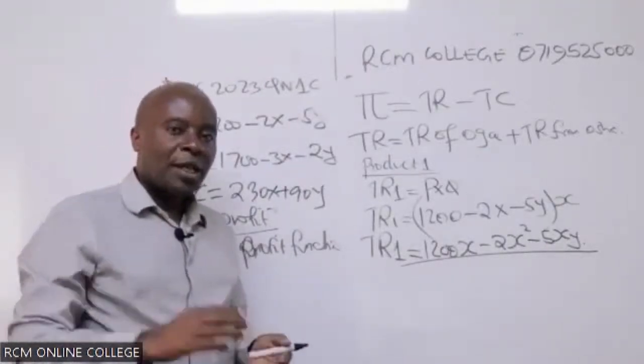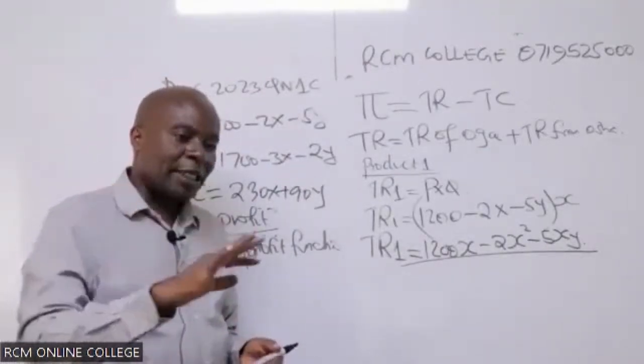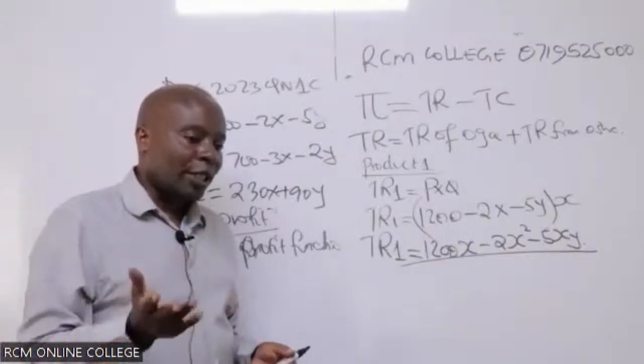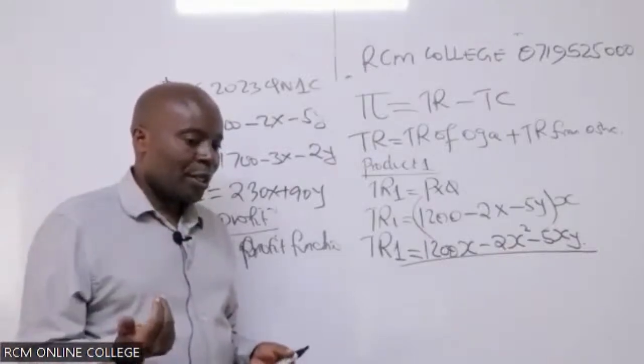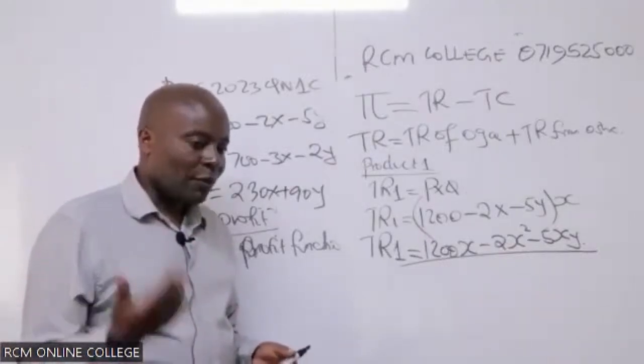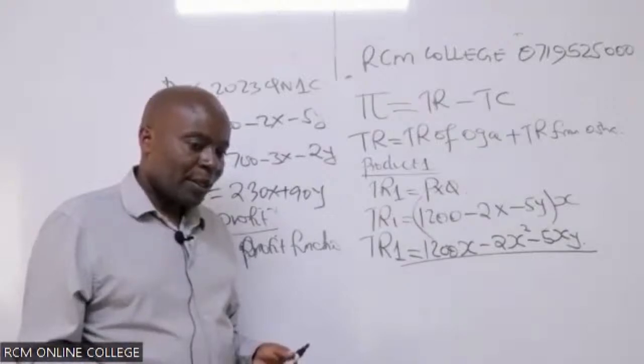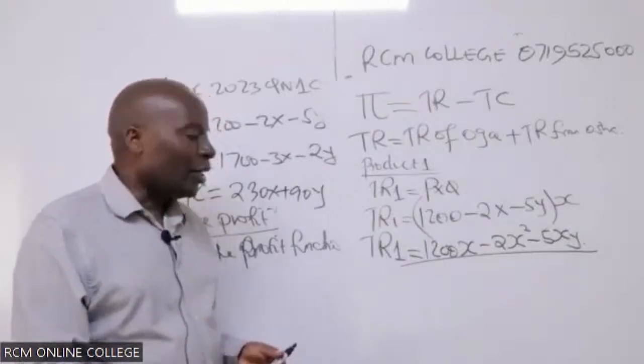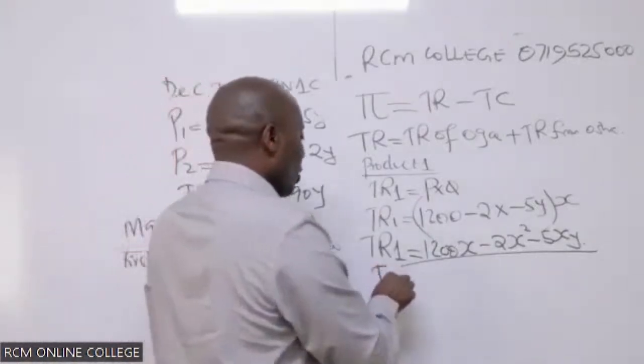So please assure me that we are together by just writing there y. If you are together, if you're not together, please ask questions. Feel free to ask questions, please. Even one question, please. They are okay. Then go ahead and give me total revenue two.